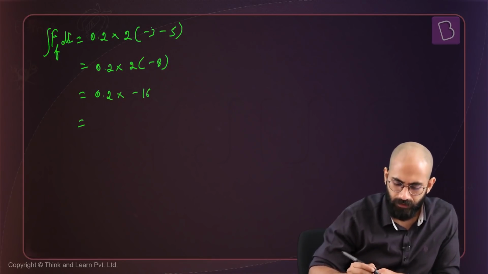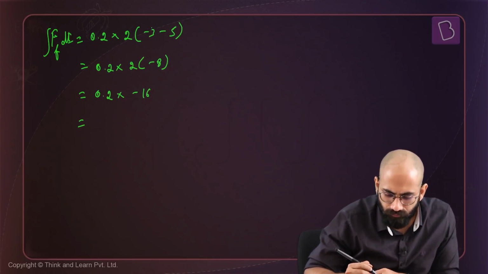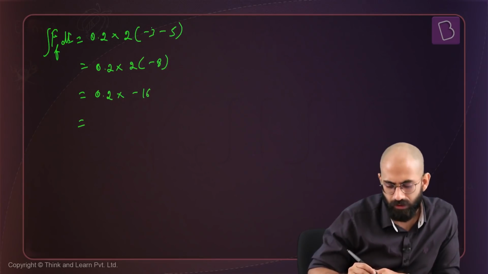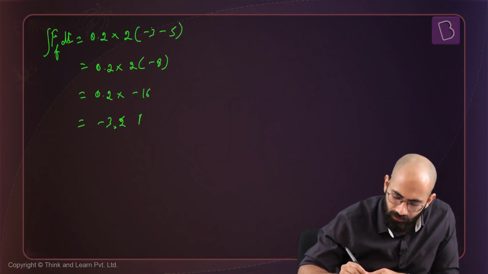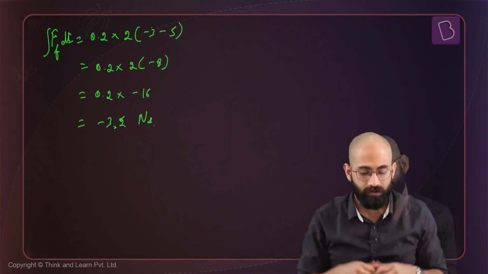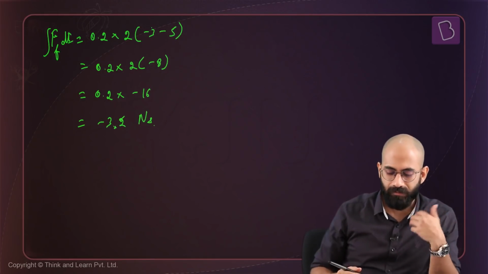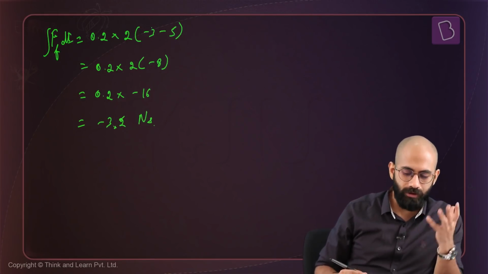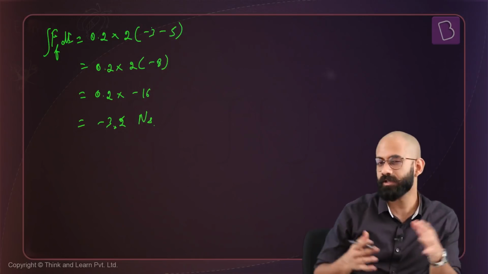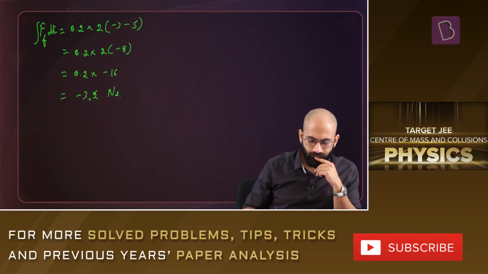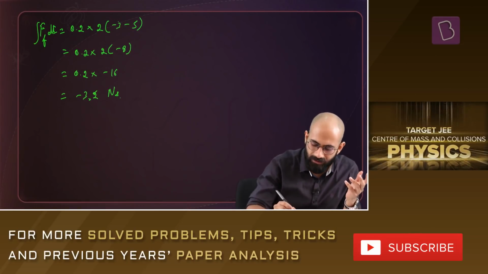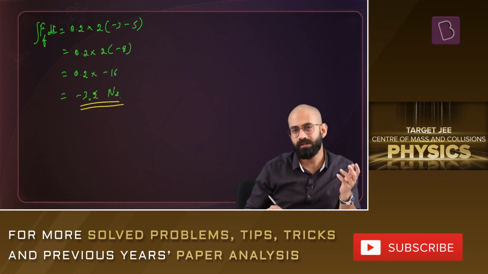Right? And minus 16 into 0.2 will be what? Minus 3.2. The units will be Newton seconds. So finally we get that the impulse produced by friction is minus 3.2 Newton second, or 3.2 kg meters per second. The units don't matter, right? So what we need to understand is that the magnitude of the impulse is 3.2.